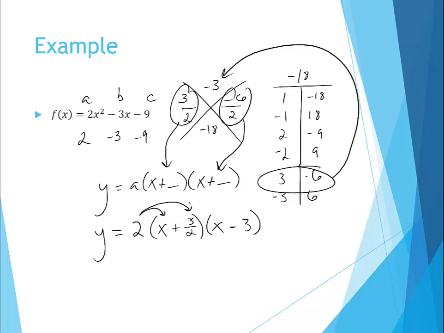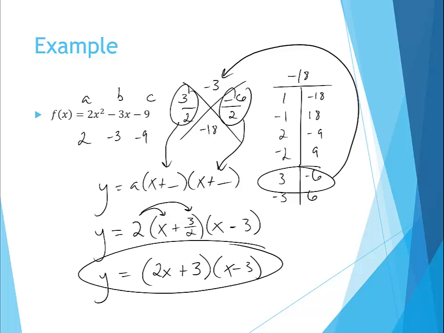We only have one number, so only distribute it into one binomial, which is the fraction one. So distribute it inside. We'll have y equals 2 times x is 2x plus 2 times 3 divided by 2. The 2's will cancel and you're left with 3. So 2x plus 3 and then x minus 3.